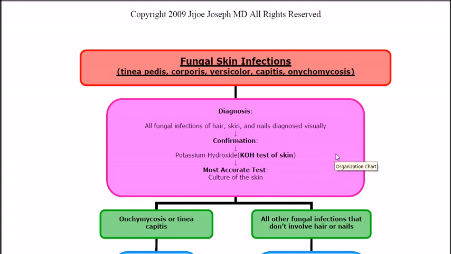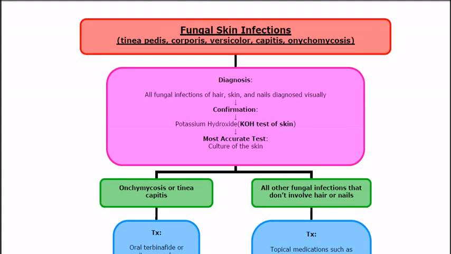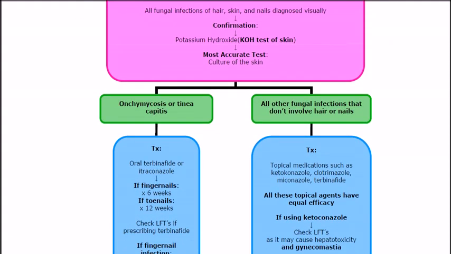Now, here's where our algorithm comes into play with the treatment of fungal skin infections. You have to remember two of them for this: onychomycosis or tinea capitis, because all other fungal infections that don't involve the hair or the nails are going to be different. Not completely different, but there's going to be something distinguishing. So onychomycosis or tinea capitis, how are we going to treat them?